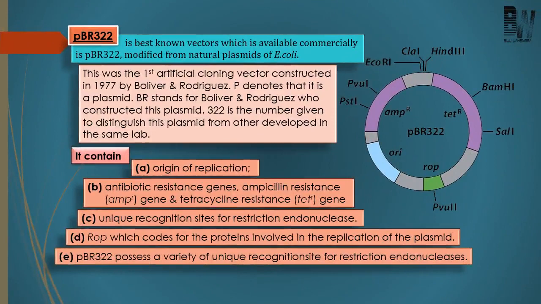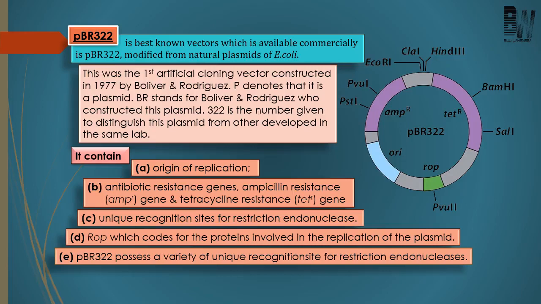So next, coming to pBR322. It is a plasmid and it is the first widely used artificial cloning vector, which was created in 1977 by two scientists. And here we are going to discuss pBR322 in detail.